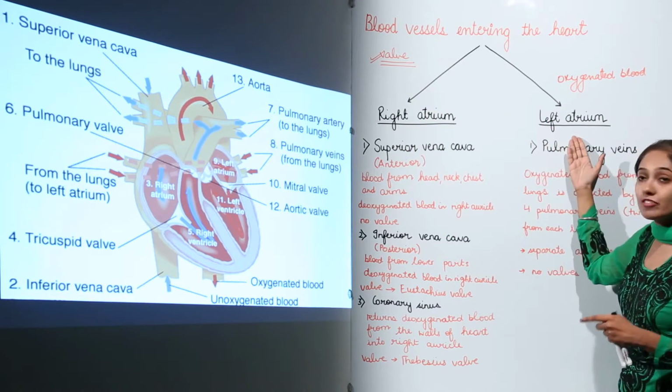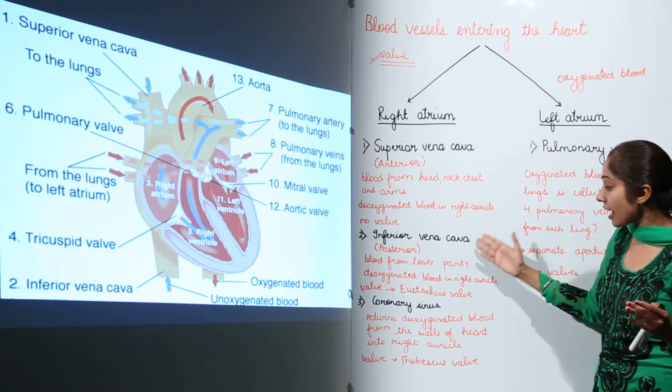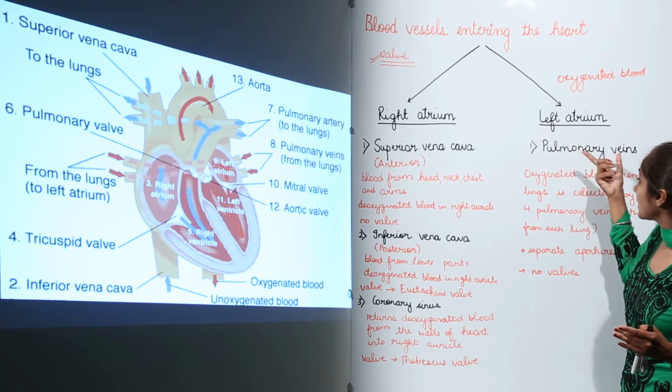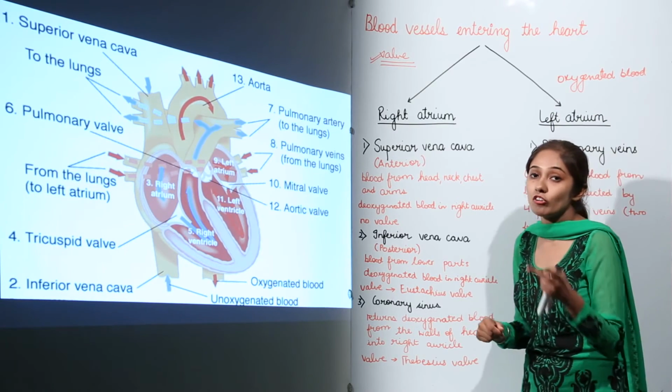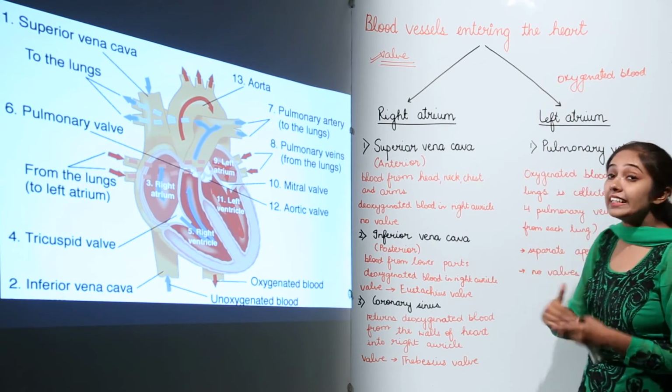So this was about the blood vessels that enter your heart, that is into the right atrium and into the left atrium. In the right atrium, we have discussed the superior vena cava, inferior vena cava and the coronary sinus, and in the left atrium, we have discussed the pulmonary veins. We have two pairs of pulmonary veins. Now let's discuss the blood vessels that leave your heart.